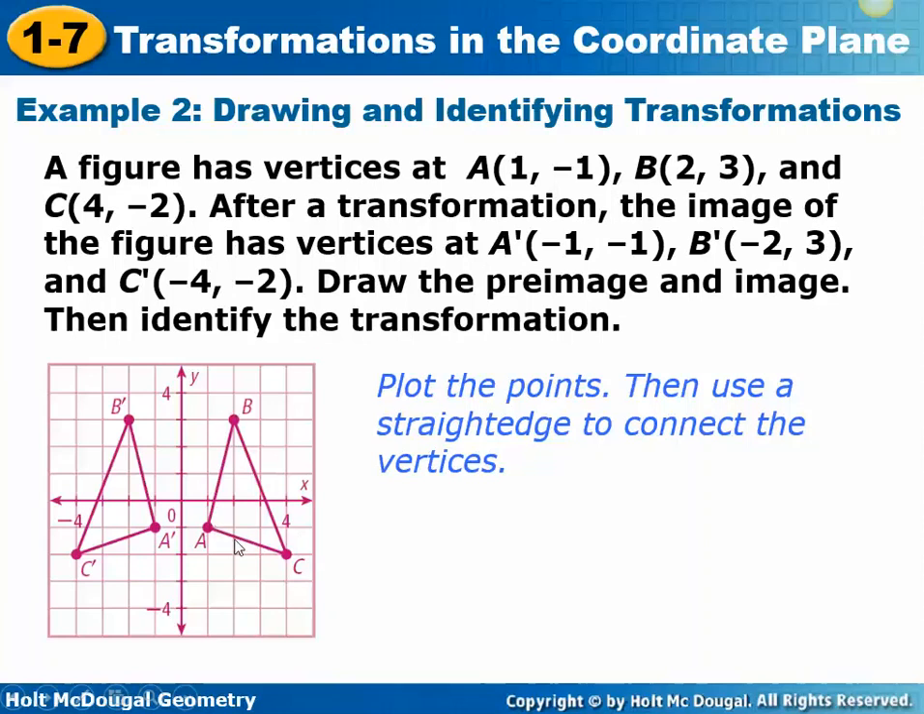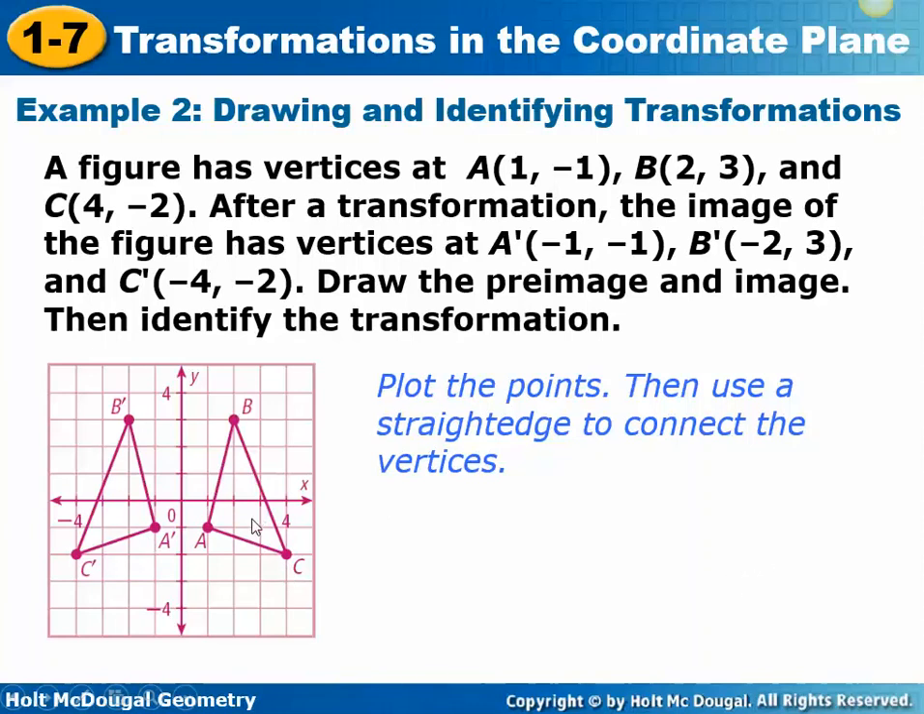Now you can do this in Sketchpad very easily, or you can do it on your own graph paper. Then we also graphed the points for A prime, B prime, and C prime and connected those with a nice straight line. Now you need to say, how has this figure A, B, C been transformed to get A prime, B prime, C prime?